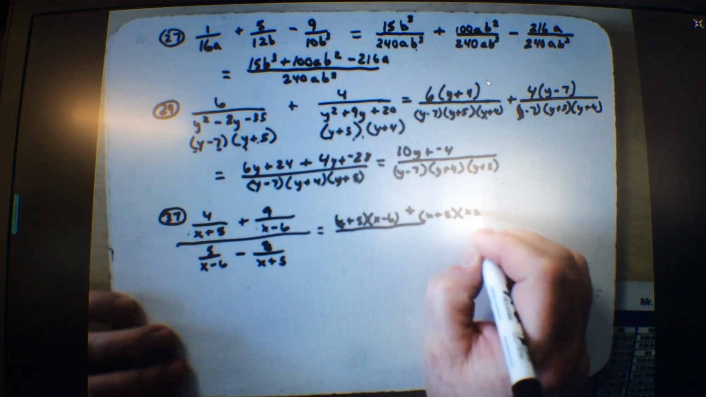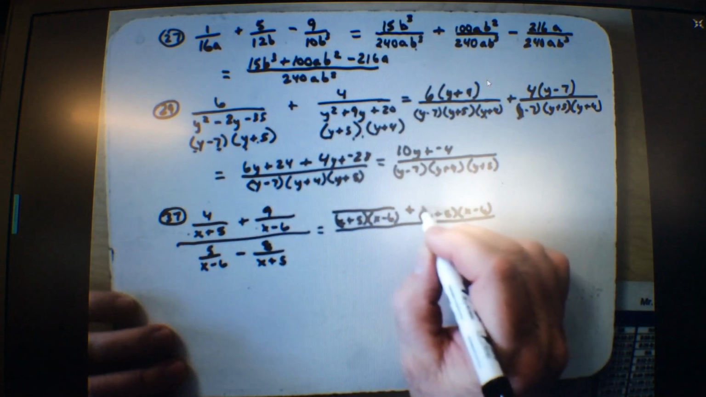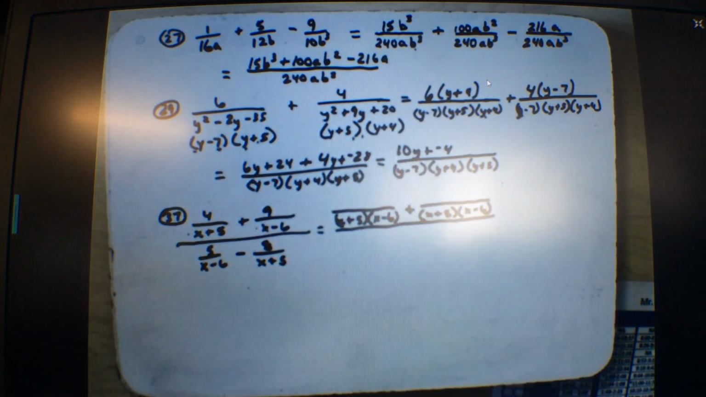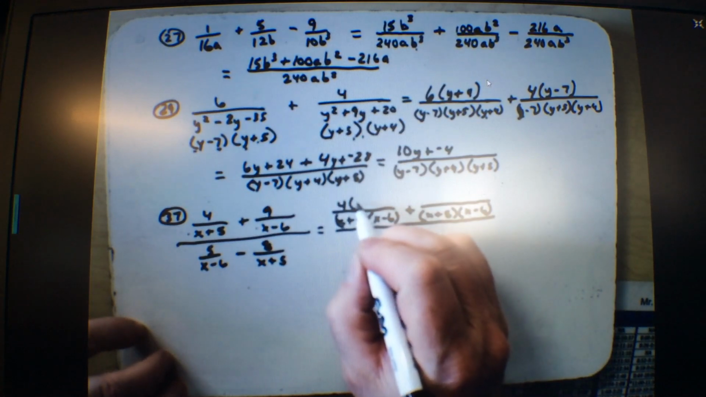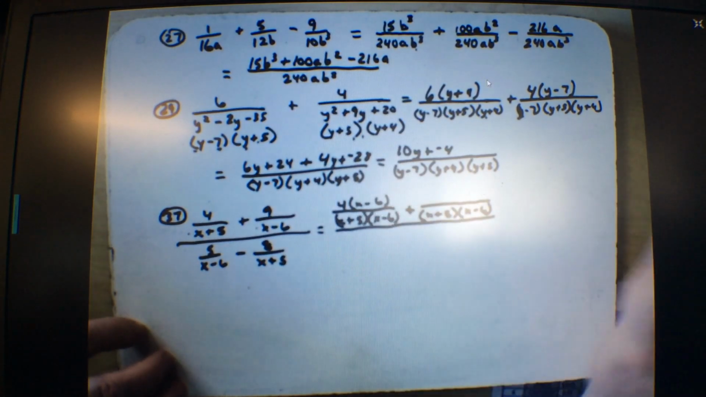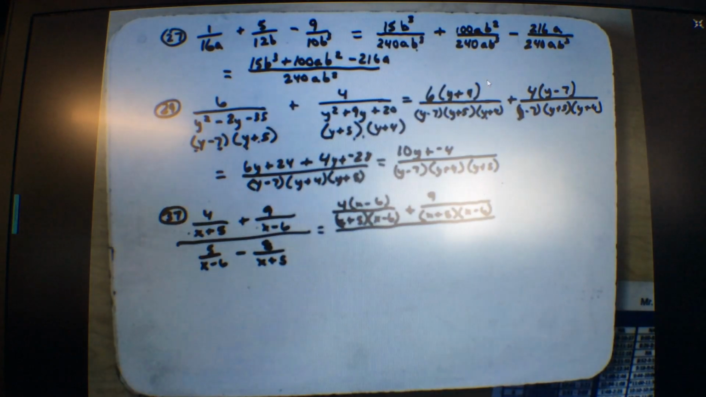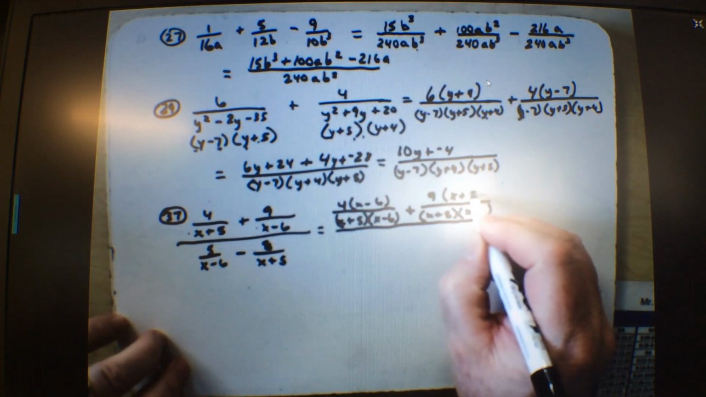What's this one missing? You understand that? Okay, Harper, what do we multiply the 4 by? X minus 6. Okay, all right, on top of that one. Thank you. Because it's missing it. Can I get Harper to answer this next one? 9 times what, Harper? X plus 5. Thank you.